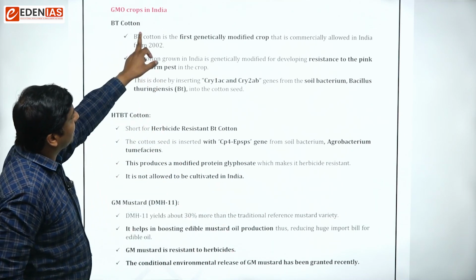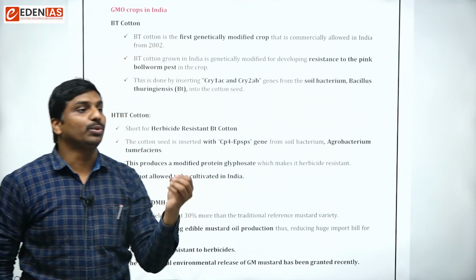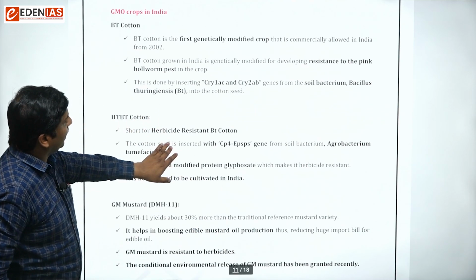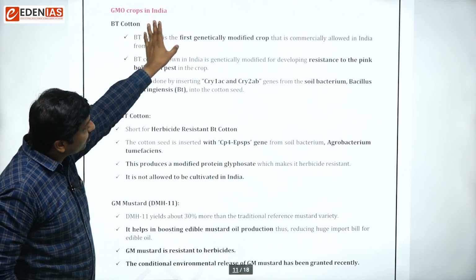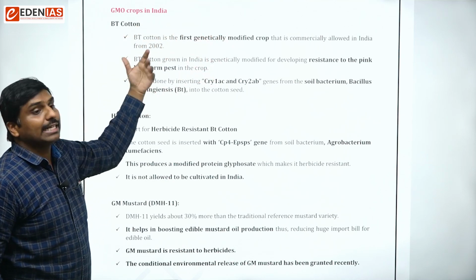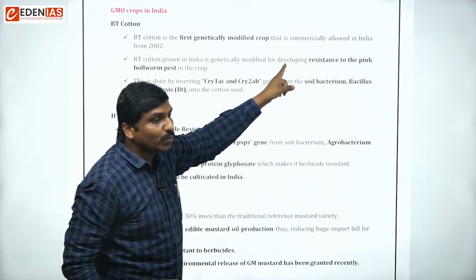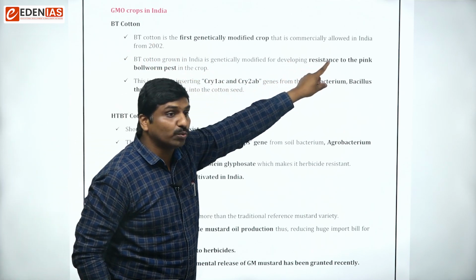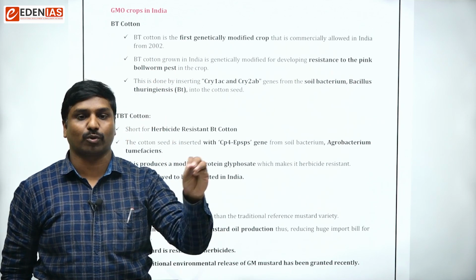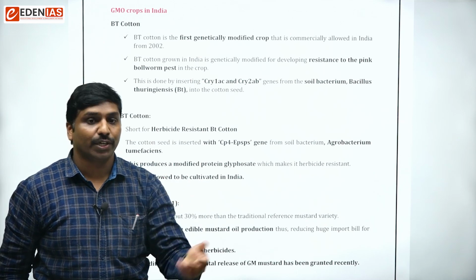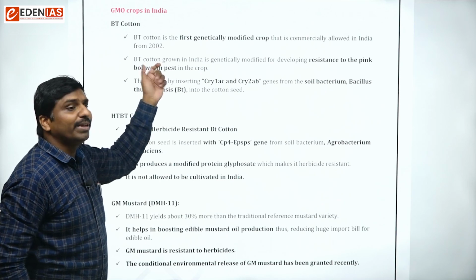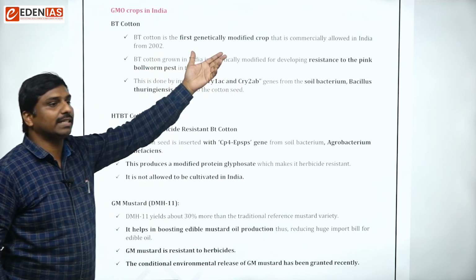BT basically refers to Bacillus thuringiensis. Usually, it was the first genetically modified crop. Then, BT cotton, why has it been developed? It has been developed to have resistance to the pink bollworm pest. That means it's a kind of pest resistant crop variety which is specifically developed to overcome the issue of pink bollworm. Worms would be of different types, so pink bollworm is the type of pest.